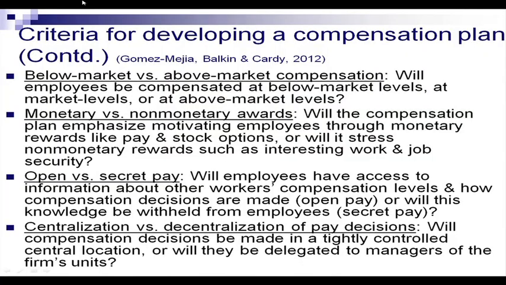Okay. Open versus secret pay. Will the employees have access to information about other workers' compensation levels and how compensation decisions are made, or will this knowledge be withheld from employees?